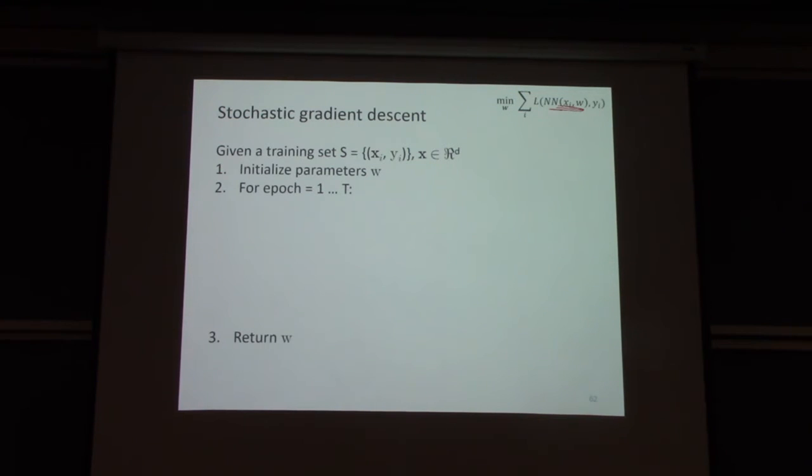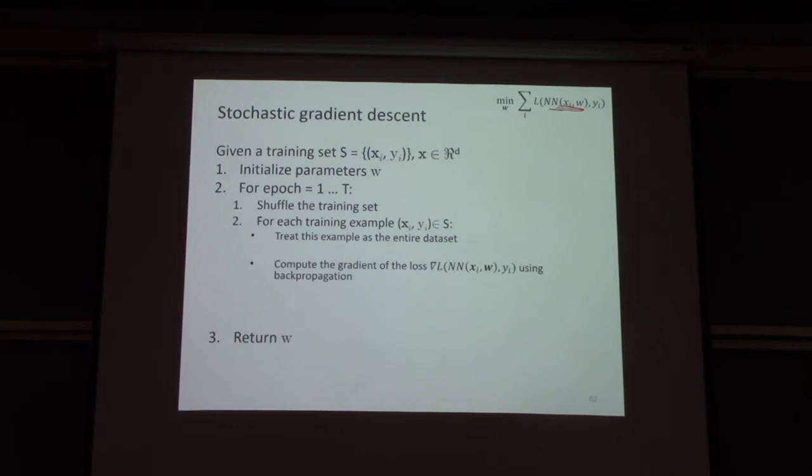SGD works exactly the way it works all the time. You initialize the parameters and you run the algorithm for multiple epochs. You shuffle the training set and you pick an example. This is exactly what we were talking about earlier. And you pretend that this example is your entire training set, and you compute the gradient of the loss function using backpropagation, and you make an update.